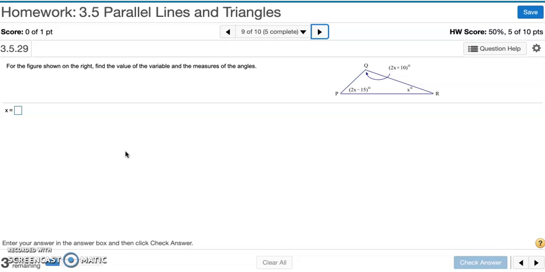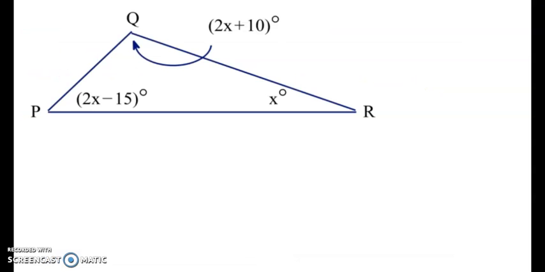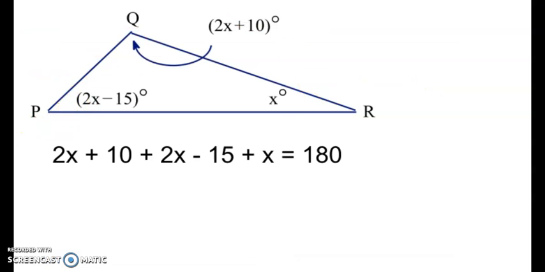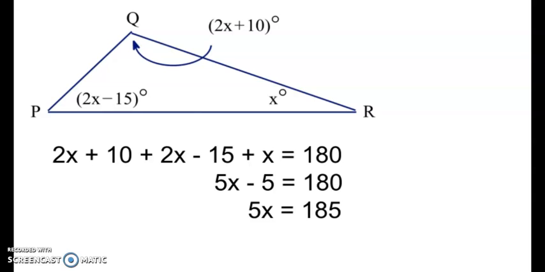variable and the measures of the angles. So these three angles add up to 180 degrees. So we have to set up an equation, so let's do that. We add all three of these up and set it equal to 180. Combining like terms, we get 5x minus 5 equals 180. Then we add 5 to both sides, and then we divide by 5, and we get x is 37.